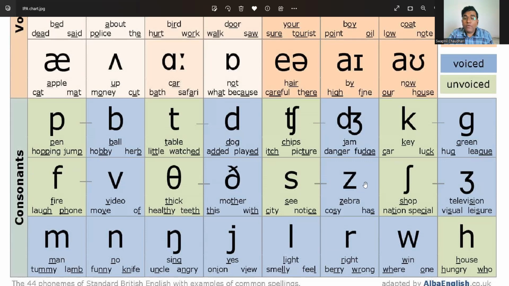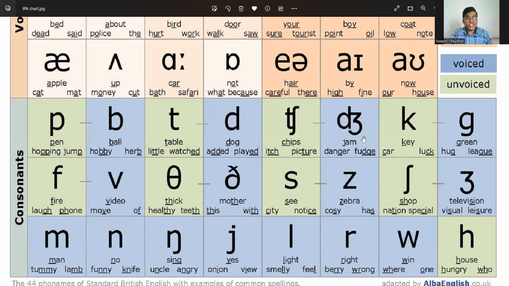Now I want to pull your attention to this particular thing. This is the sound in zebra. Z is very blurred, we can say 100% blur. Versus this is the sound in television, visual. We can say this is 50% blur. And then we have jam, very sharp, no blur at all.